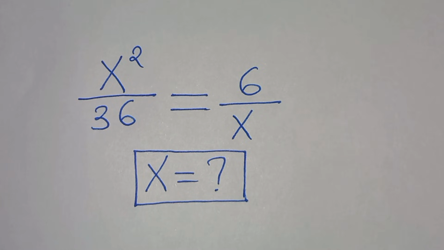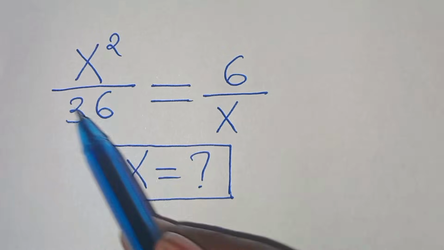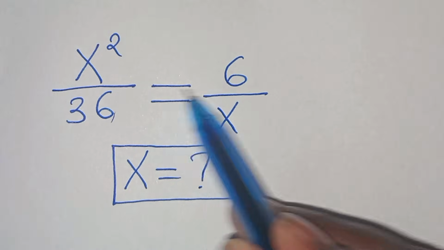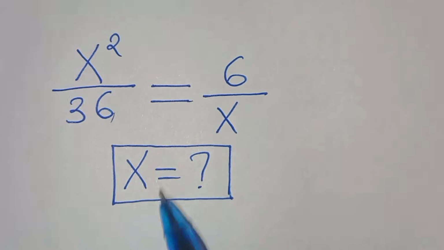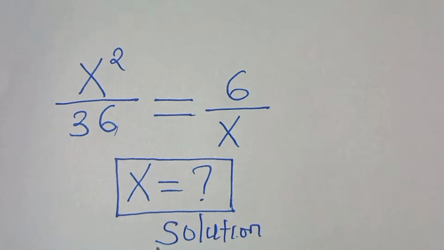Hello everyone, you're welcome to solve this nice algebra problem, which is x squared divided by 36 is equal to 6 over x. So what is the value of x? Now let's provide a solution here quickly.